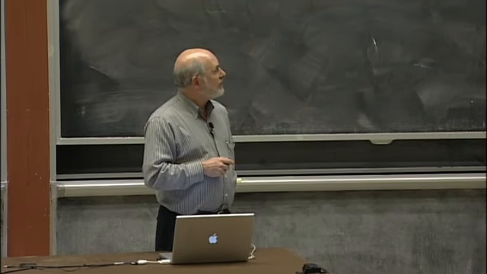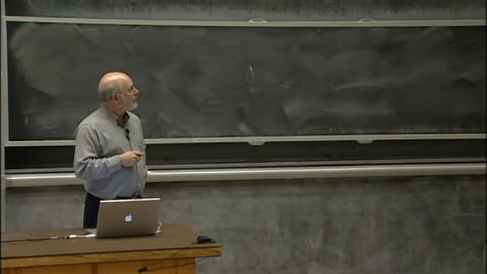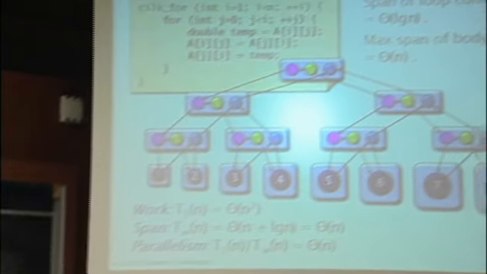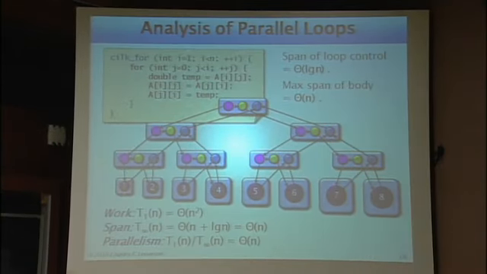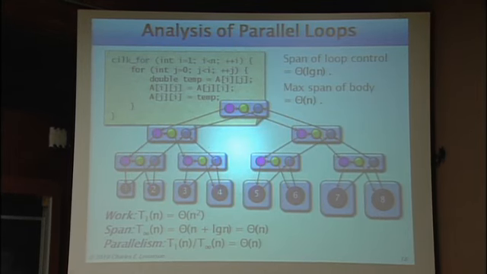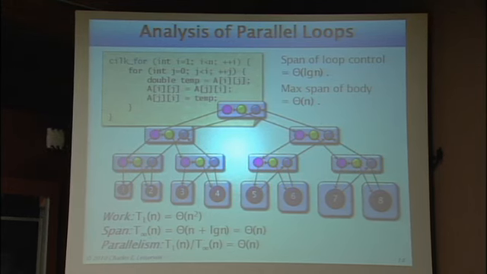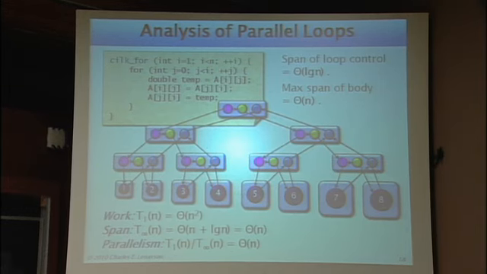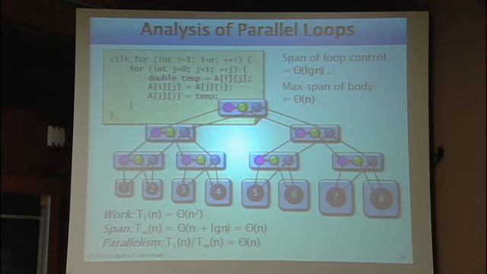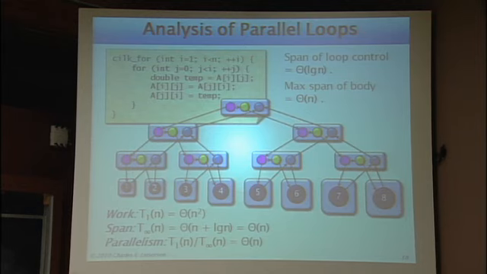So the span of the loop control is order log n. And in general, when you have a for loop with n iterations, log n is going to have to be added to the span every time you hit a loop. Log of whatever the number of iterations is. And then we have the maximum span of the body. Well, the worst case for this thing in the body is when it's doing the whole thing. Because whenever we're looking at spans, we're always looking at the maximum of things that are operating in parallel. Everybody good? Questions? Great.